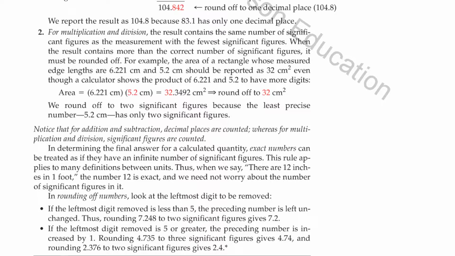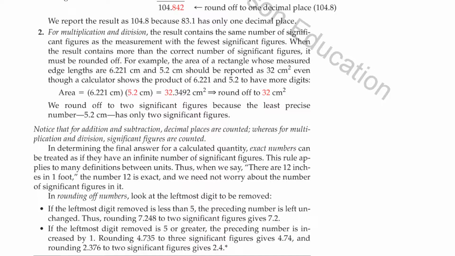Number 2. For multiplication and division, the result contains the same number of significant digits as the measurement with the fewest significant digits. When the result contains more than the correct number of significant digits, it must be rounded off. For example, the area of a rectangle whose measured edge lengths are 6.221 centimeters and 5.2 centimeters should be reported as 32 centimeters squared, even though the calculator shows the product of 6.221 and 5.2 to have more digits.